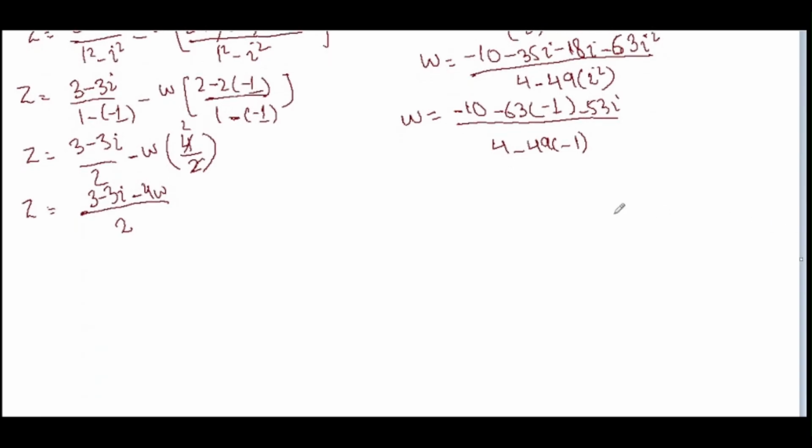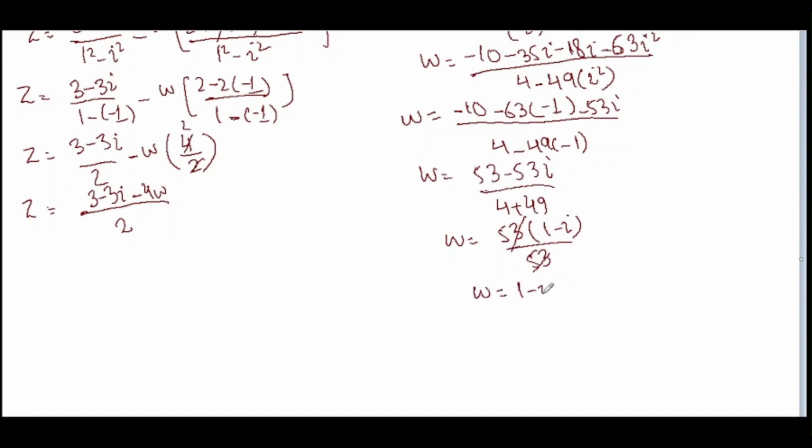Now we get w equals minus 10 plus 63. So 63 minus 10 is 53, minus 53 iota, whole divided by 4 plus 49. So w equals 53 into (1 - i) whole divided by 4 plus 49, which is 53. We cancel them and w equals 1 minus iota.